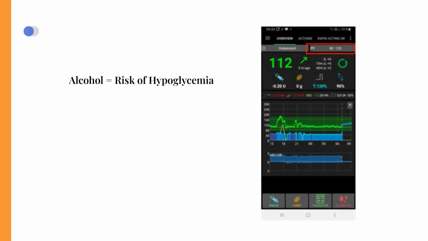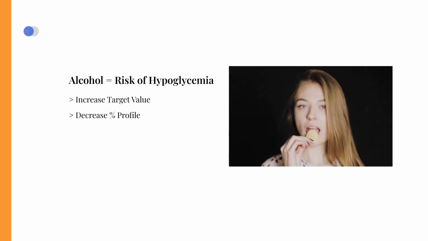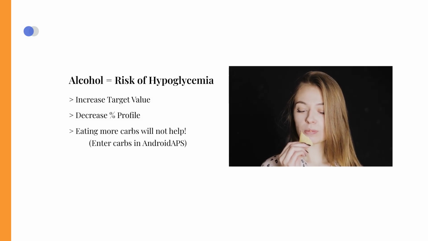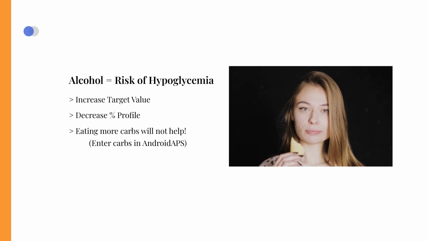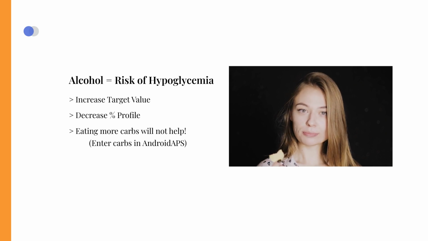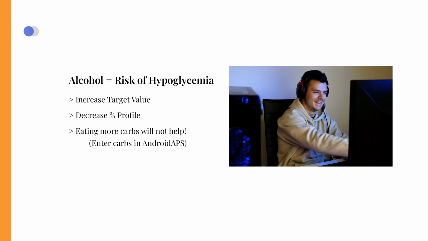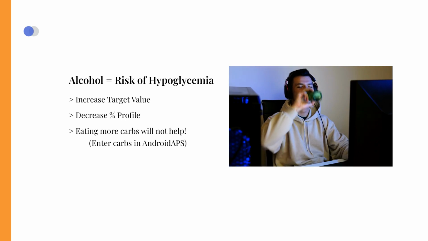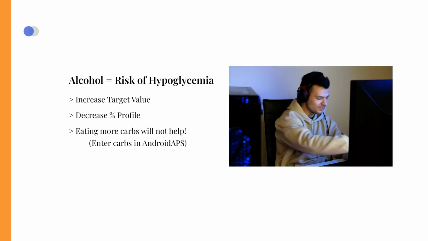You can adjust your target value to a higher level than usual or set a lower % of your insulin profile when consuming alcohol. This can help prevent the system from administering excessive insulin in response to any increase in glucose levels. It is worth noting that simply consuming more carbohydrates is not an effective strategy to prevent hypoglycemia, as the automated insulin delivery system will compensate for any rise in glucose levels by increasing insulin delivery. Always monitor your glucose levels closely when consuming alcohol and be prepared to make further adjustments as needed.